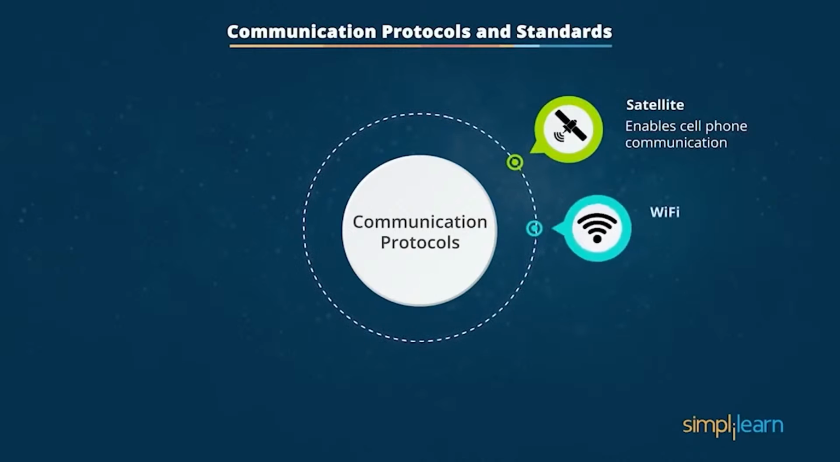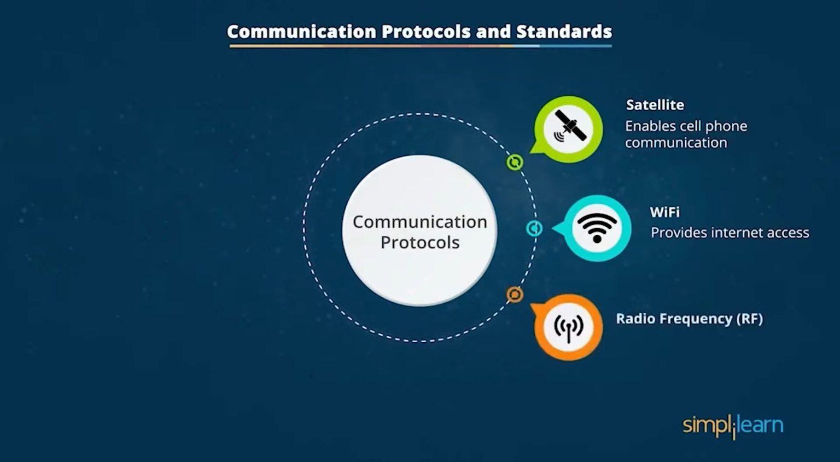The second is the Wi-Fi, and is based on 5 GHz frequencies. It provides internet access within a certain range and is an affordable option. It has well-protected protocols. The third is the radio frequency.